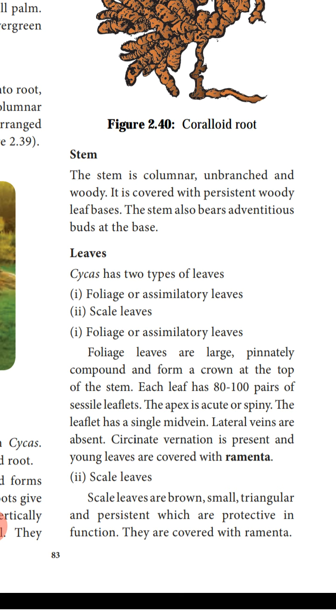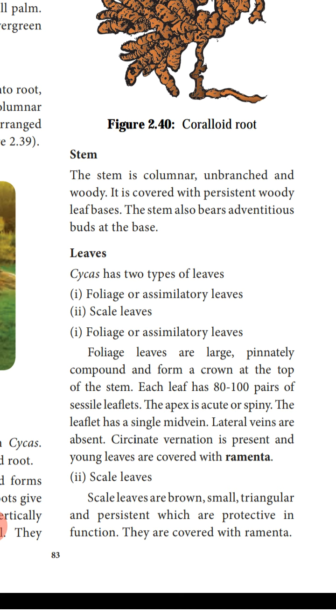Next is the ramenta. What is ramenta? They are brown-colored hairs present on the young leaves. So what is circinate vernation? The young leaves are fully curled, wound around each other, and when they open these turns open. Later I will represent the diagram for the circinate vernation.